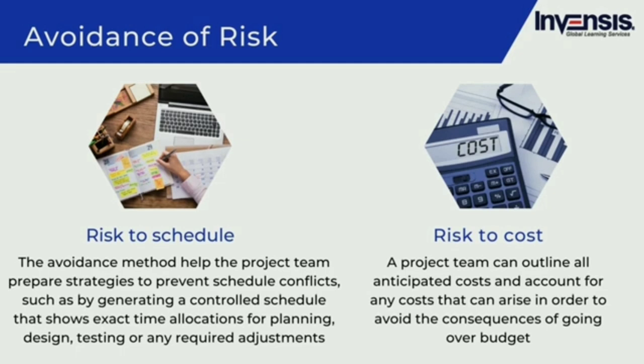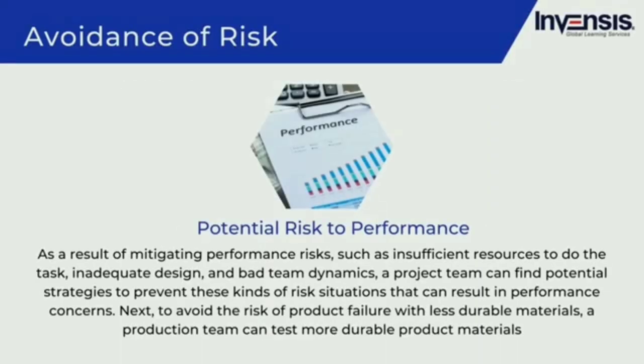Second is risk to cost. Avoiding cost difficulties is another use of this method. For instance, a project team can outline all anticipated costs and account for any costs that can arise in order to avoid the consequences of going over budget. Third is a potential risk to performance.